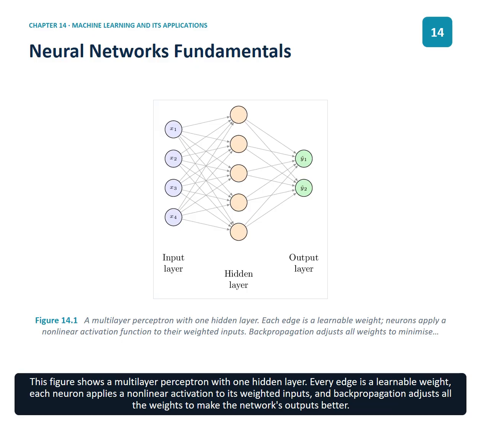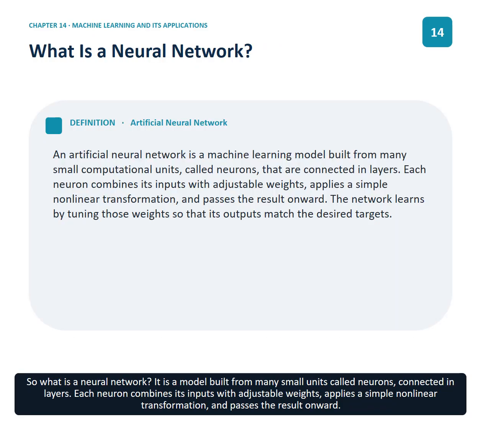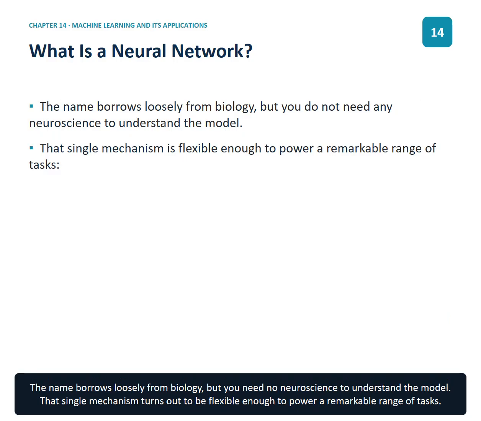So what is a neural network? It is a model built from many small units called neurons, connected in layers. Each neuron combines its inputs with adjustable weights, applies a simple nonlinear transformation, and passes the result onward. The name borrows loosely from biology, but you need no neuroscience to understand the model. That single mechanism turns out to be flexible enough to power a remarkable range of tasks.